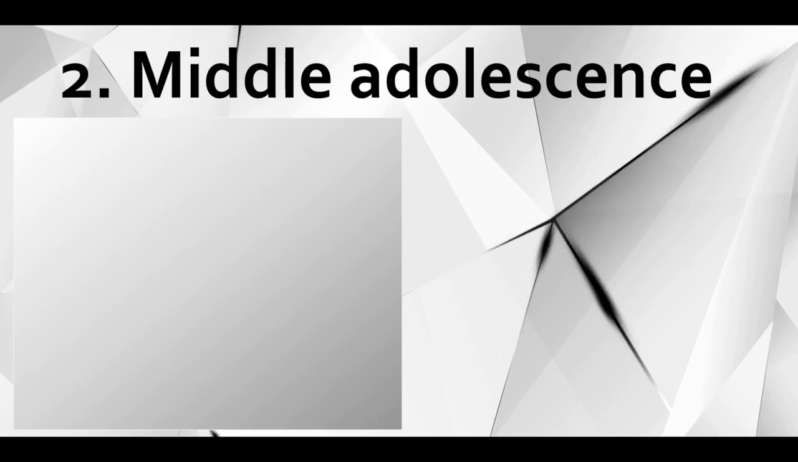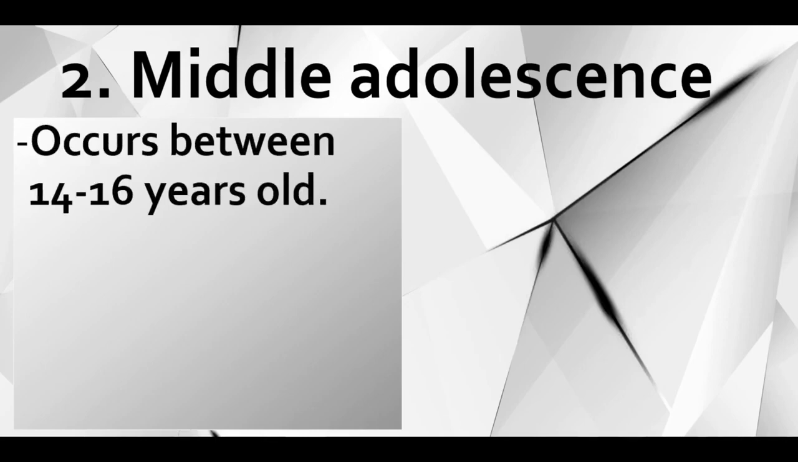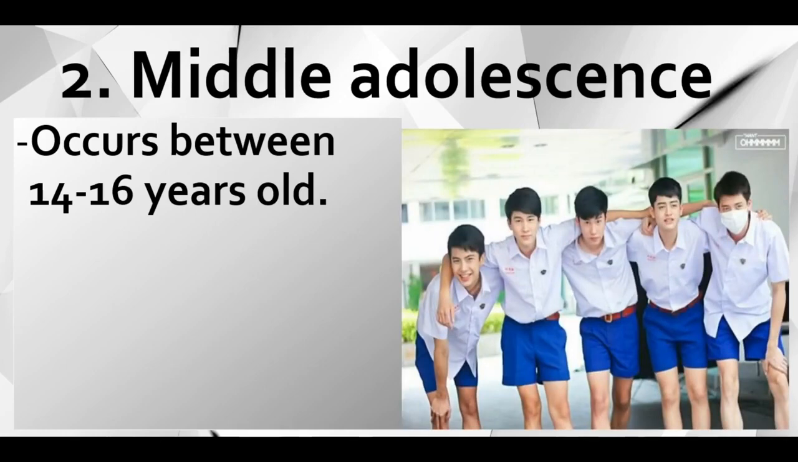And the second stage of adolescence is middle adolescence. Repeat after me, middle adolescence. Very good. It occurs between 14 to 16 years old. Again, in what age will it occur? Very good, that is 14 to 16 years old. So here is an example of a picture of a middle adolescent. For example, when you are in grade 8, grade 9, and grade 10.